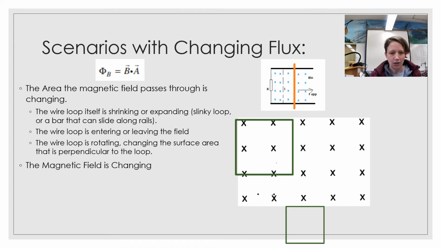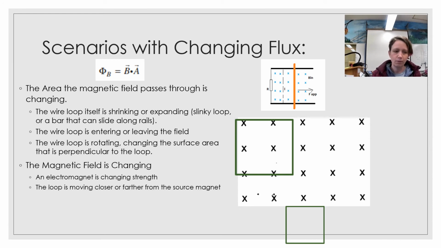The other way is that you could be changing the strength of the magnetic field. So you could have an electromagnet that is somehow changing its strength, either because we're changing the amount of current through the wire, so the field it creates is changing, or because we're moving closer or further away from the electromagnet, or we could have a permanent magnet and our loop is moving closer to that magnet or further away, and we'll look at some of that example later.